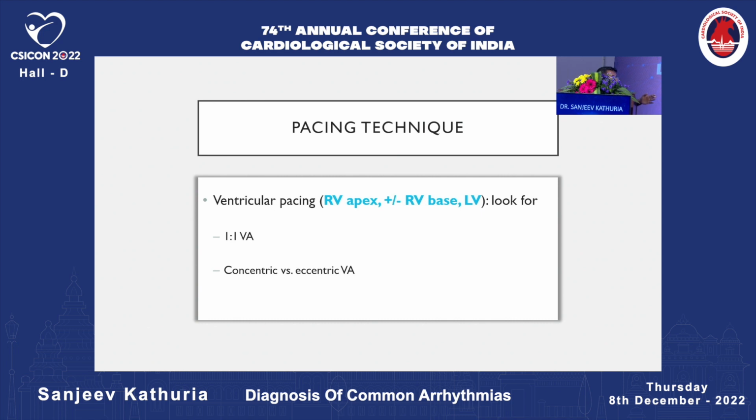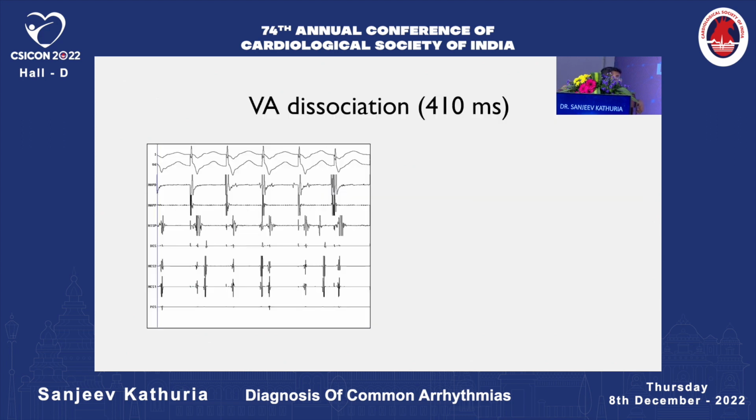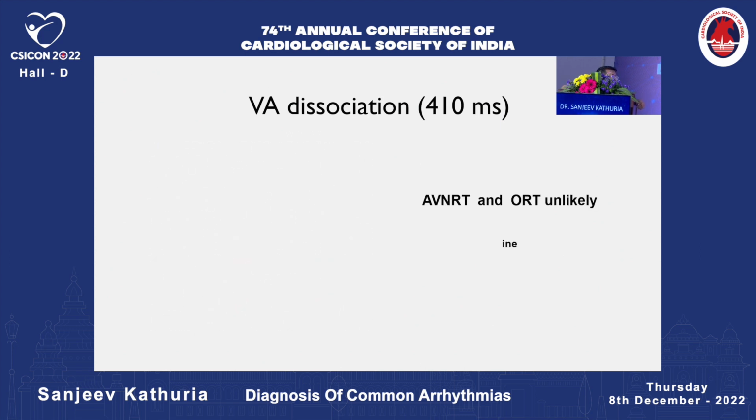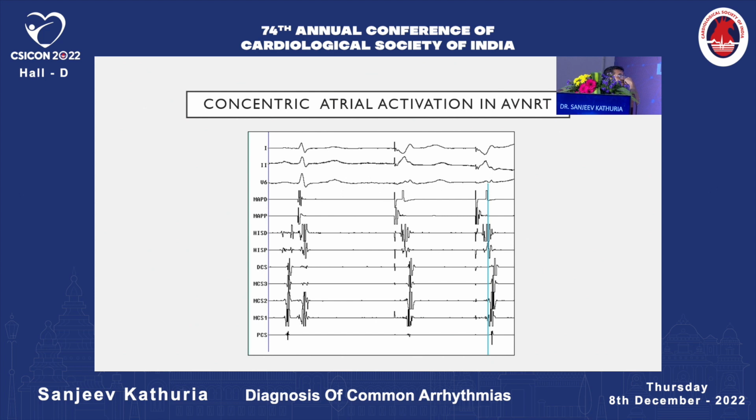So the pacing technique: pace either from the RV apex or base and look for the A. You have 1:1 A. Is the A concentric or eccentric? VA dissociation you can appreciate here. For V, there is A going on its own and V going on its own. So your VA dissociation even at 410. So this practically overrules an AVNRT and ORT, because for the conduction system to remain robust, you must have a good conduction from V to A, and then only your pathway will be complete.